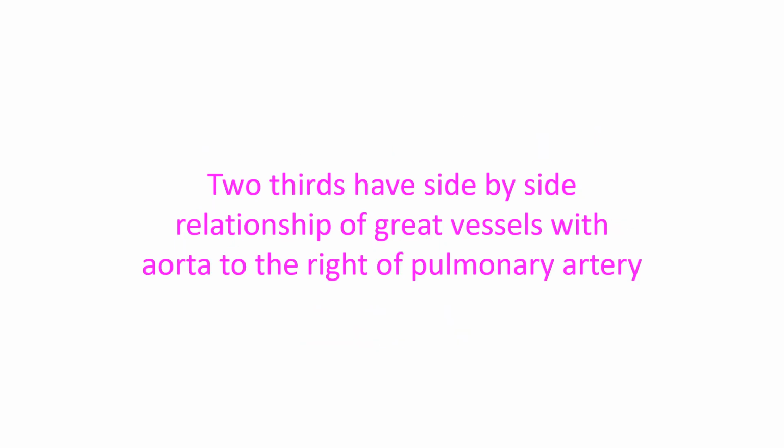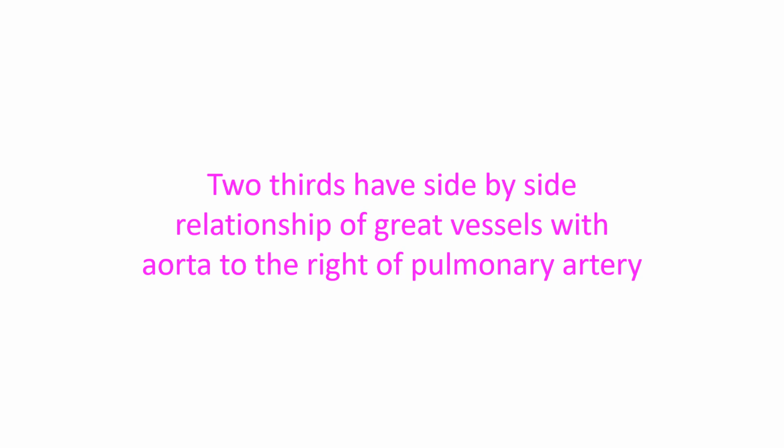In about two-thirds of cases, the aorta and pulmonary artery have a side-by-side relationship with the aorta to the right of the pulmonary artery. In about a quarter of cases, the aorta is anterior and to the right of the pulmonary artery. In a few cases, the aorta is to the left and anterior to the pulmonary artery. In still fewer cases, a normal great artery relationship with the aorta arising to the right and posterior to the pulmonary artery is seen.